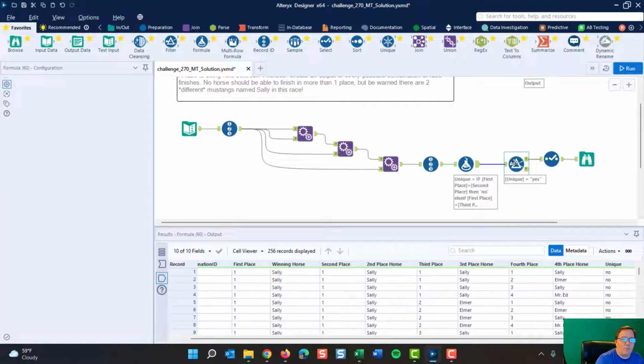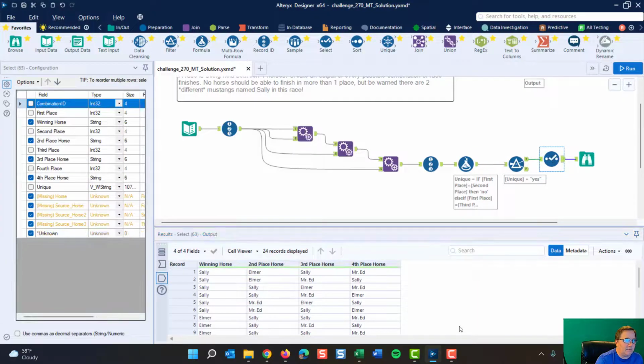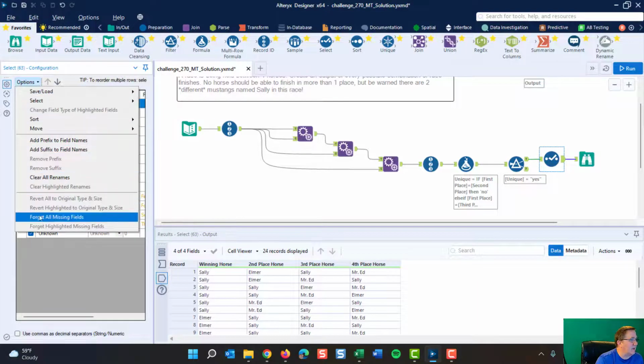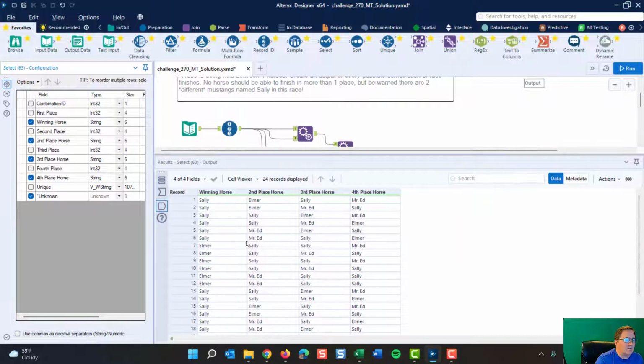Finally, we come up with filtering only the yeses. So with four horses, there are 24 combinations of horses. Let's go ahead and get rid of some of those columns. And this is what we're left with: the winning horse, second place, third place, and fourth place. And these are all of the different possible combinations that you could have. 24 of them.